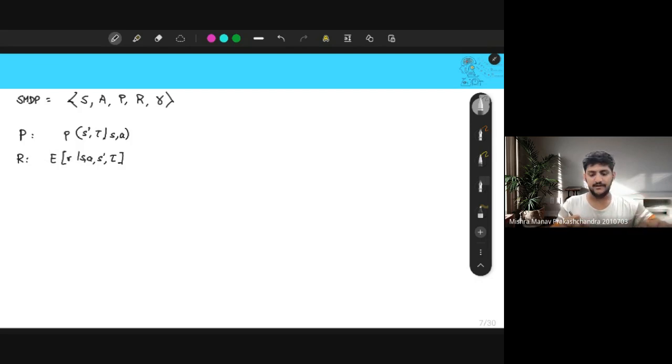Okay, now classically, this transition probability wasn't really a joint distribution between the next state and the transition time. Okay, so this was like a separate distribution.